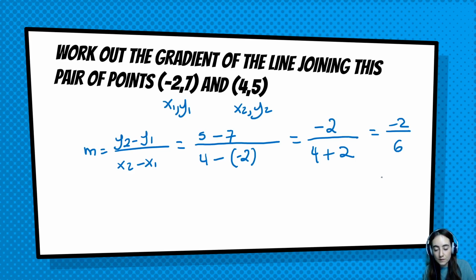If you want to simplify this, which is advised, 2 over 6 is going to be 1/3. But it's a negative divided by a positive, which is going to make it a negative overall as a fraction. So our gradient, if you want to be clear again, is minus 1/3.